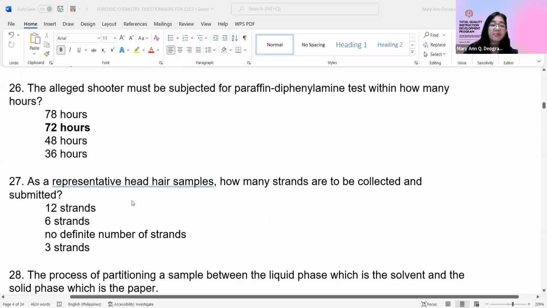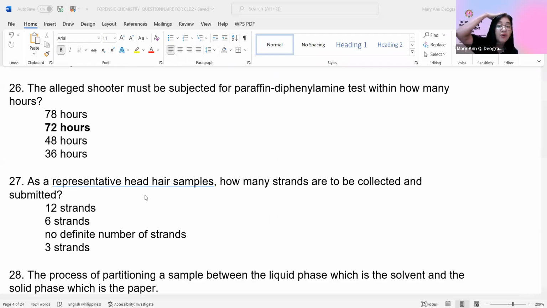As a representative hair from the scalp, how many strands are to be collected and submitted? May standard yan. Ilan? So, there should be 12, yes. So, 12 dito. Sa facial part, like eyebrow, eyelashes, ganyan, hair from the ears, from the nose, no? Tapos beard, mustache, tig-tatlo yan dito sa facial part.